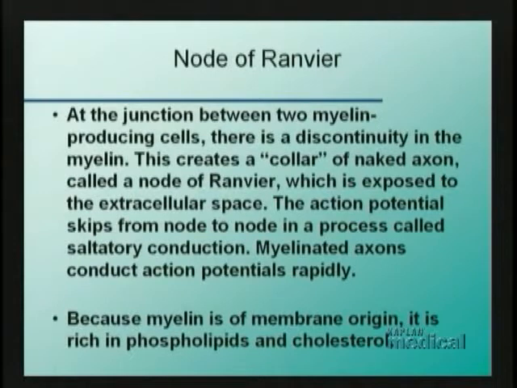Next, in both the central and the peripheral nervous system, where there are discontinuities between the segments of the myelin sheath, what is created is known as a node of Ranvier. Nodes of Ranvier are where the membrane of the naked axon is directly exposed to the extracellular space, and this is a site where saltatory conduction takes place because there is a prominent concentration of sodium channels located in the membranes at the area of a node of Ranvier.